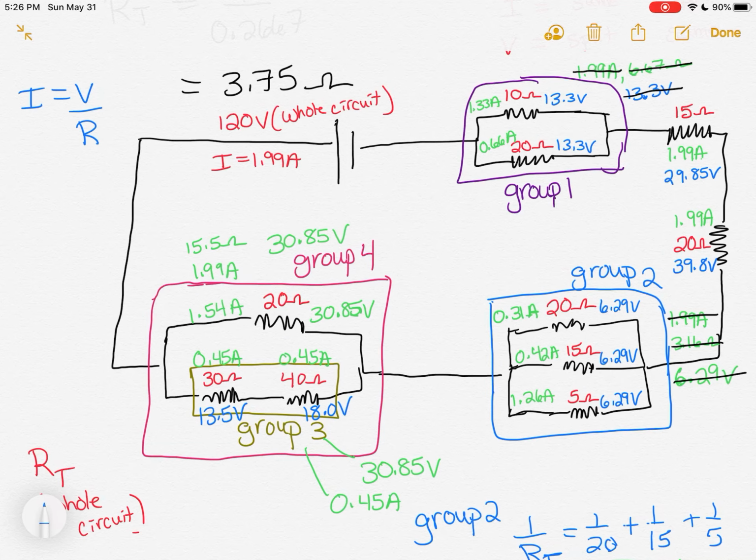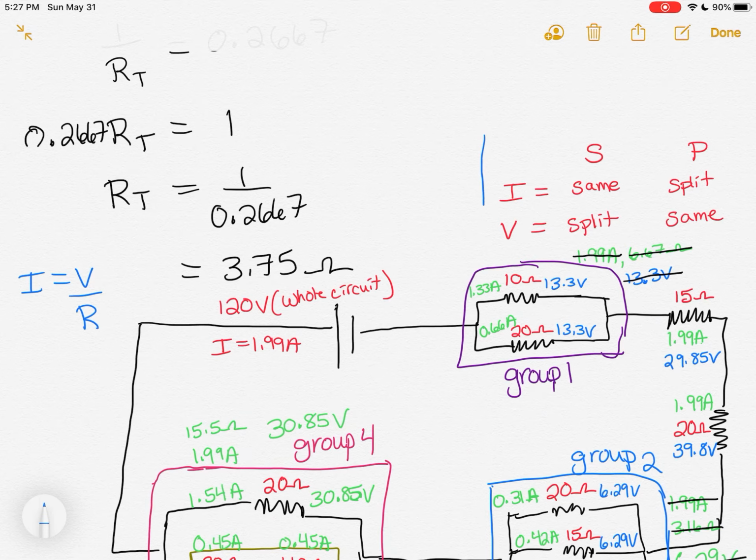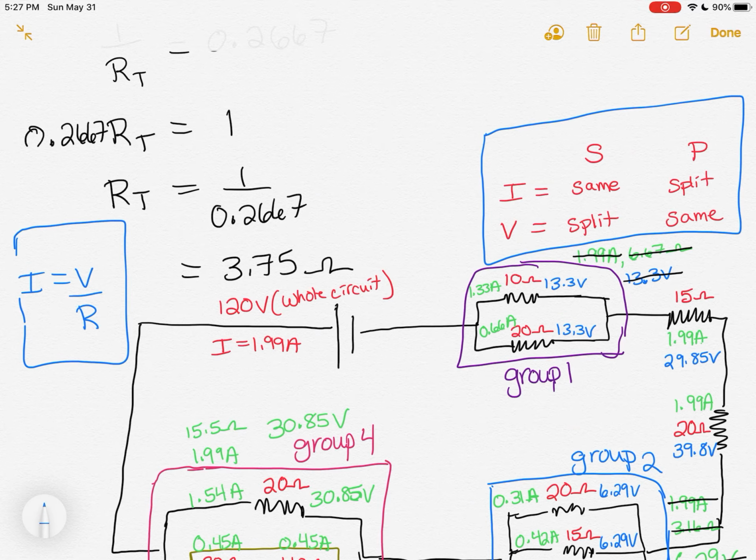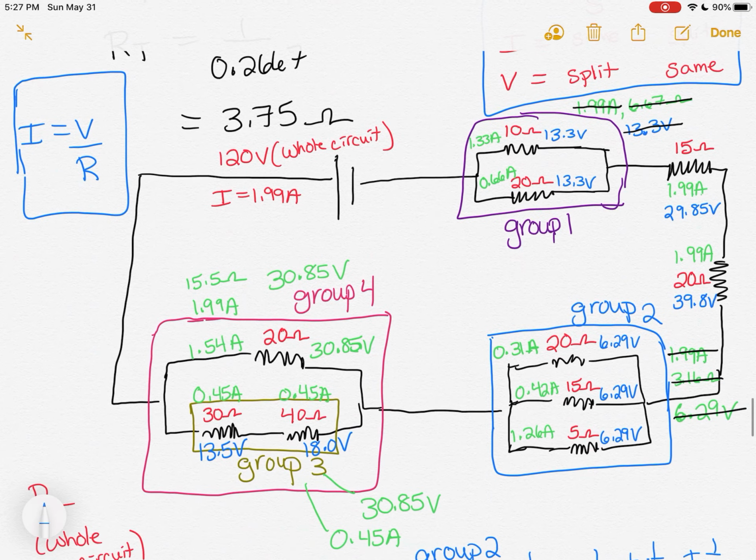Okay, and that's it. So now we have calculated the current, the resistance, and the voltage at every single resistor. Plus we calculated the overall current for the entire circuit, and we calculated the entire resistance for the entire circuit. Okay? And really, the only tricky part to this is making sure that you remember these ideas, okay, as well as the formula for how current, voltage, and resistance are related to each other.